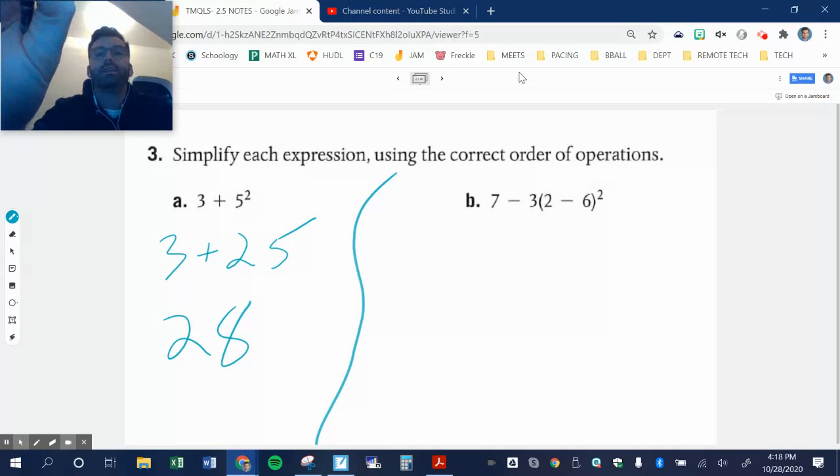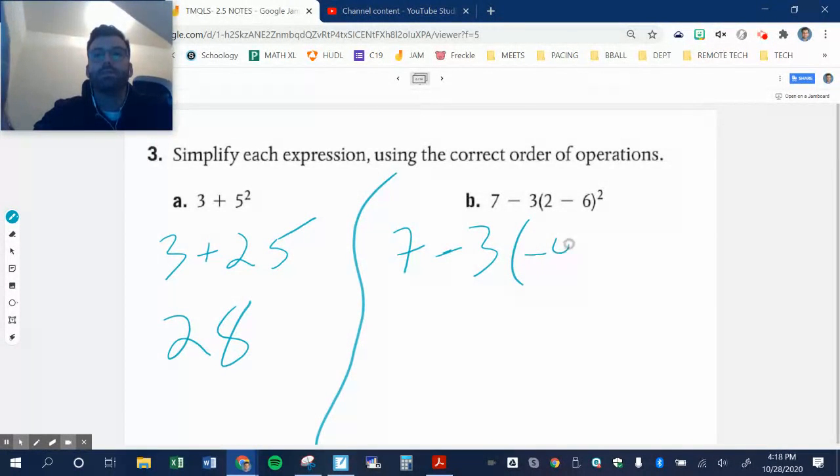So parentheses, I got 7 minus 3. No, you cannot write this as 4 because the 3 is attached to the parentheses. That's a common mistake, and that's why we're doing this. A lot of people make this mistake. I still cannot write this as 4. I have to do 7 minus 3.